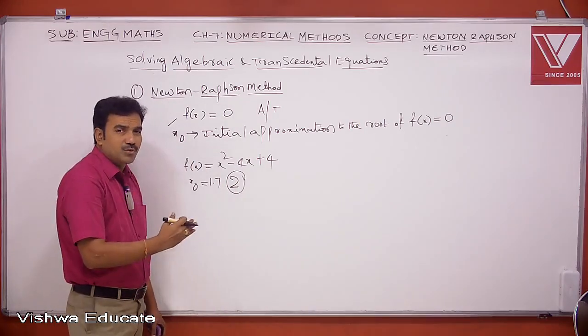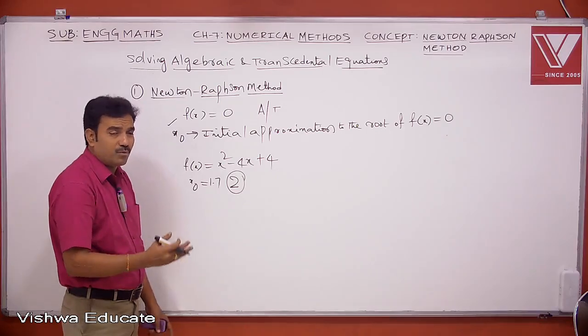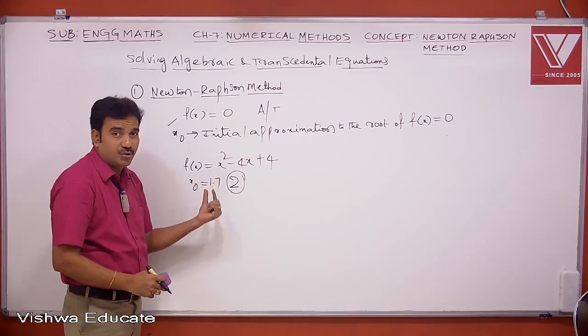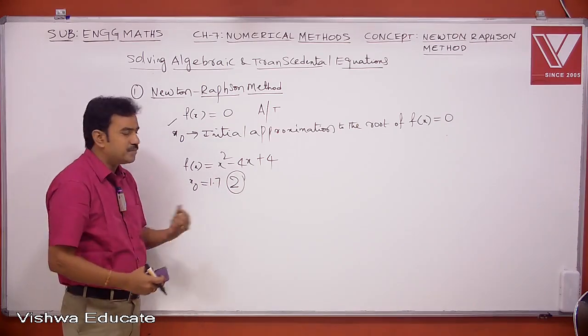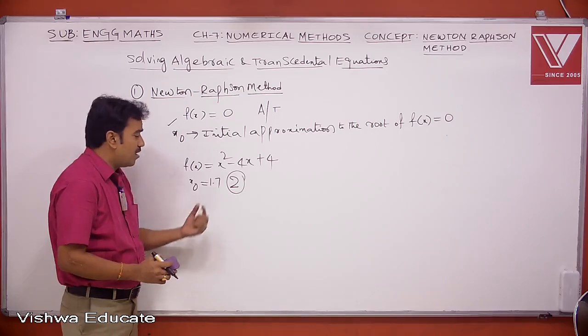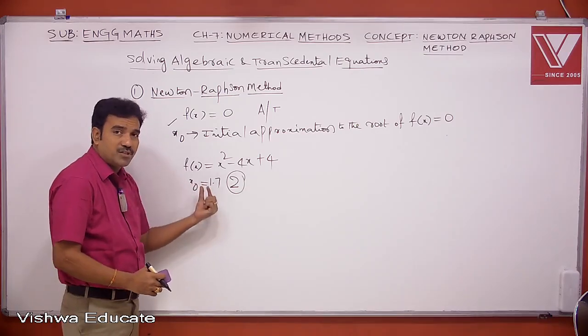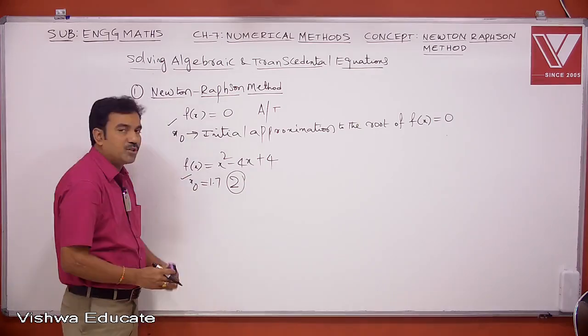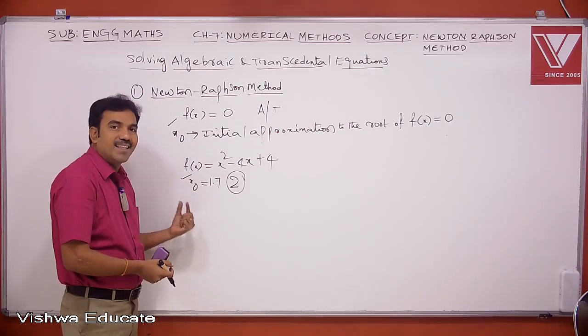That depends on user to user. That may vary from user to user. So suppose I start with 1.7, but I don't know the exact root is 2. If this is a simple expression, I know that its root is 2. But I am starting with 1.7. My journey starts from 1.7. So based on this initial approximation, I will try to find the root in the next iteration.